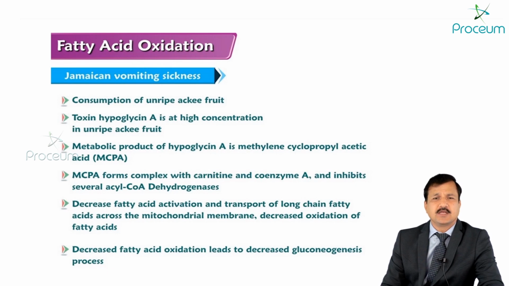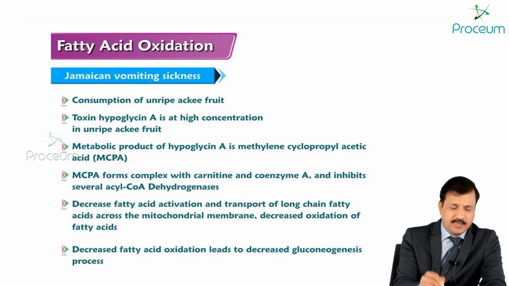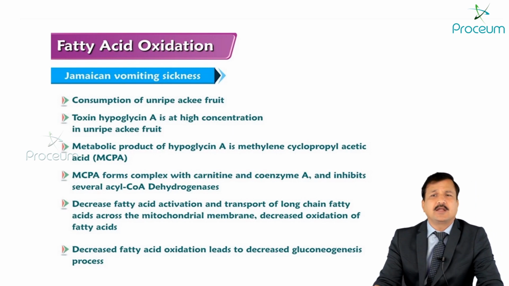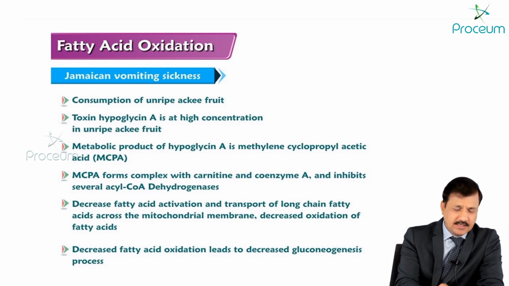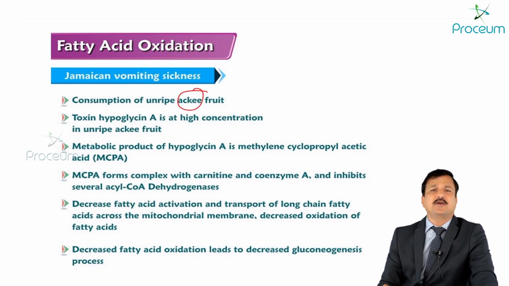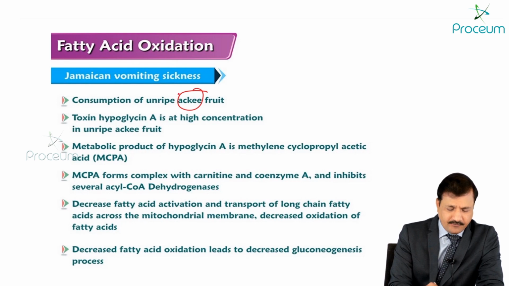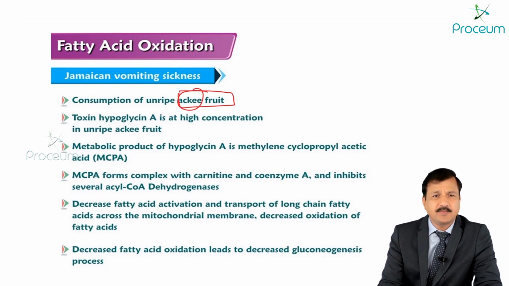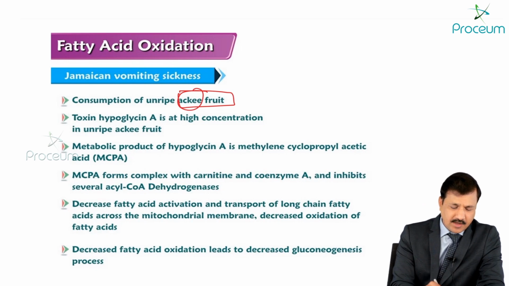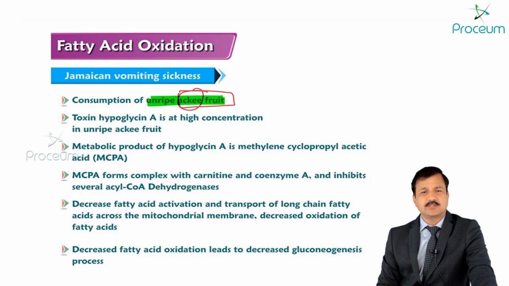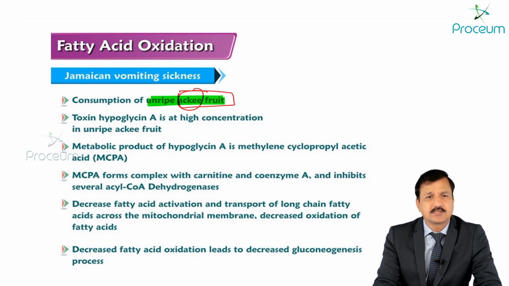As the name says, Jamaican vomiting sickness is commonly seen in Jamaica and other East Caribbean islands, and also in some parts of Africa. The reason for this is there is a tree called the ackee tree, and this tree bears a fruit called ackee fruit. Consumption of unripe ackee fruit causes the disease. What is the reason for Jamaican vomiting sickness when a person consumes unripe ackee fruit?